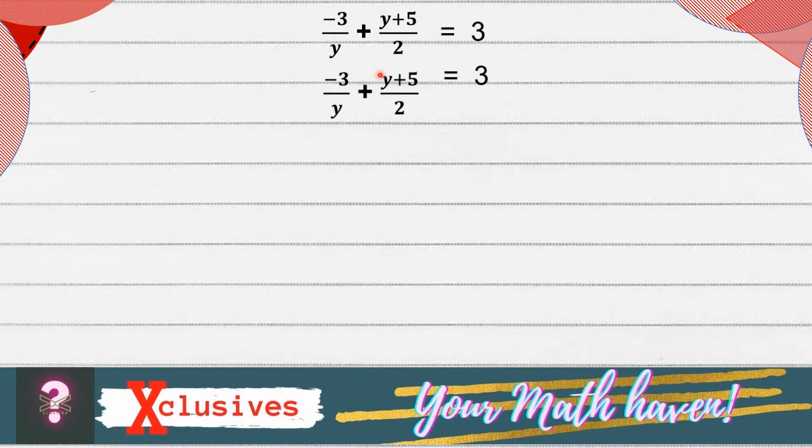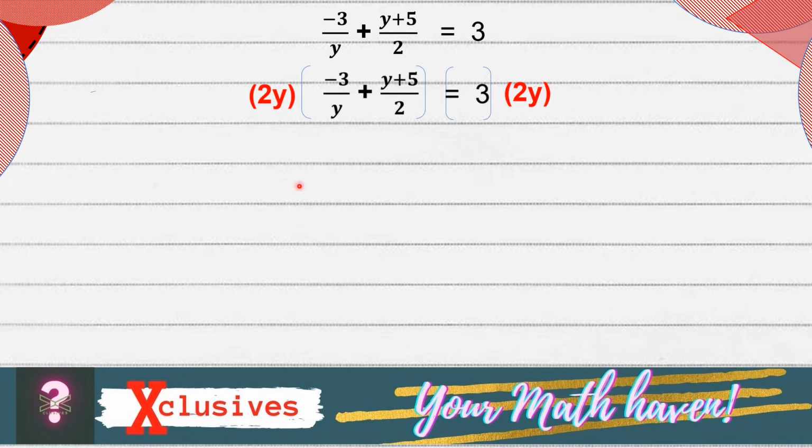To make this equation into standard form, we are going to identify first our LCM, or our least common multiple. By checking its denominators, our denominators are y and 2. So our LCM is 2y. So we are going to multiply both sides of our equation by 2y.